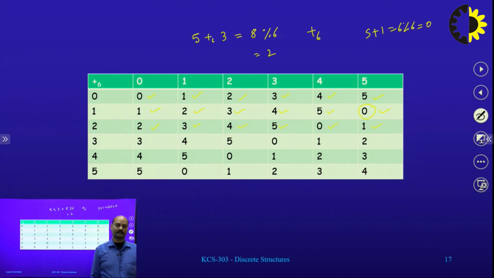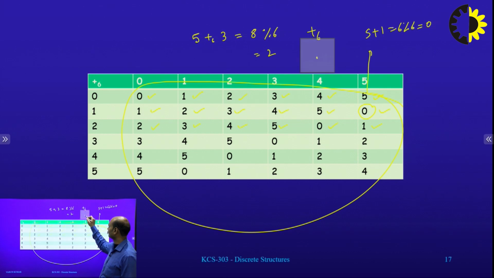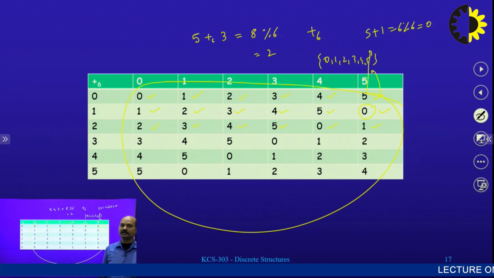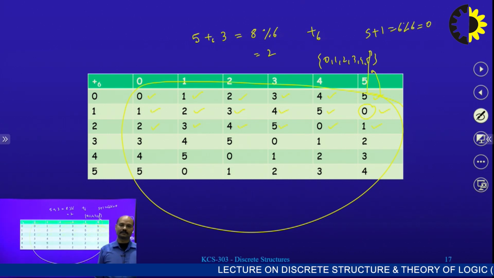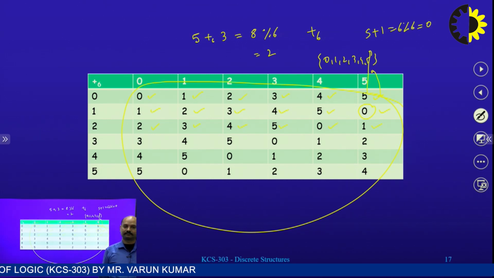So we can check whether it follows all the properties or not. Which property does it follow? Is it closed? All the results belong to this particular set only. What is the set here? The set is 0, 1, 2, 3, 4 and 5. So all results belong to this particular set only. So we can say that this particular plus 6 binary operation is closed under this particular set.